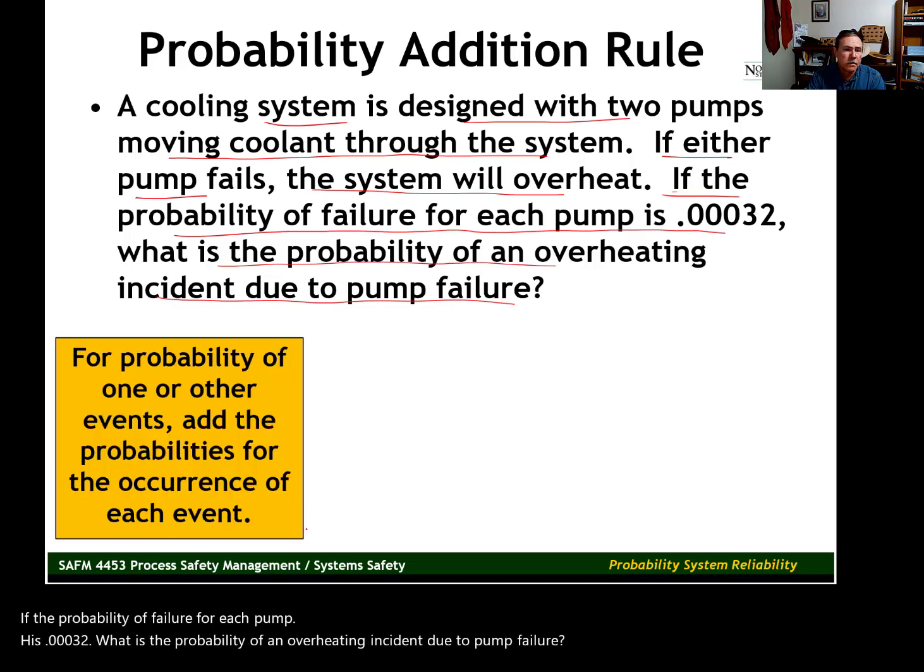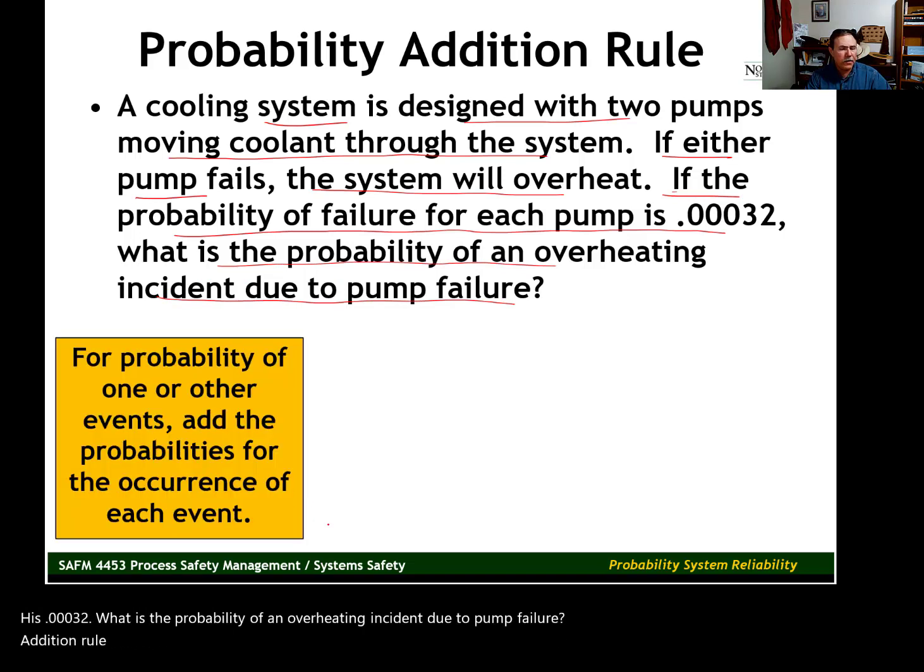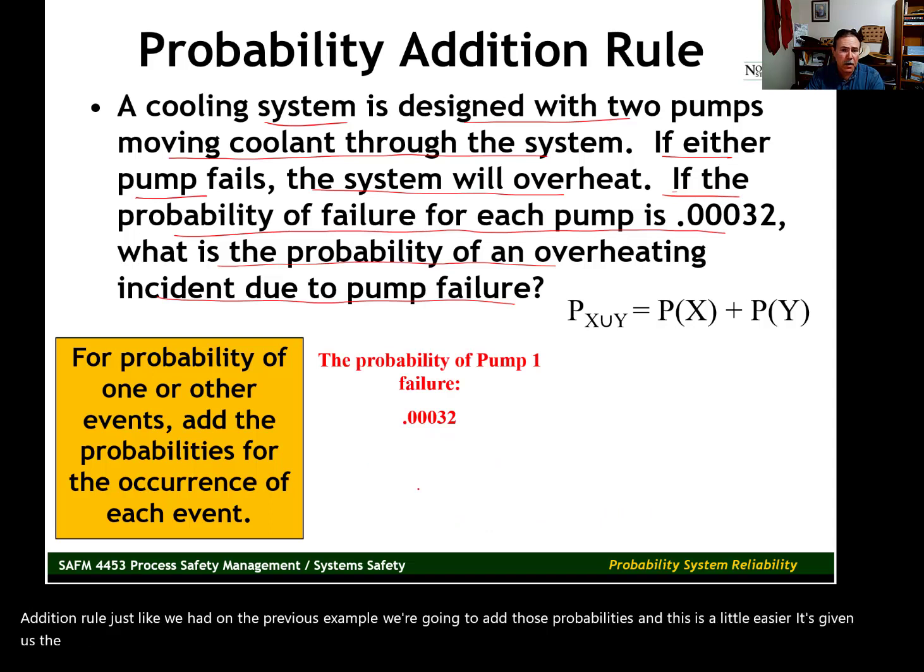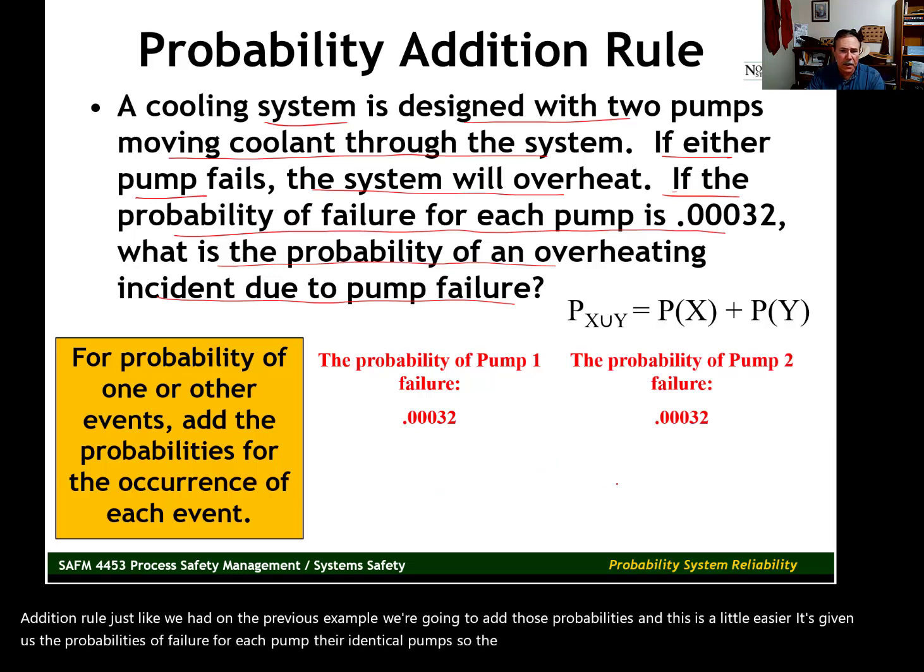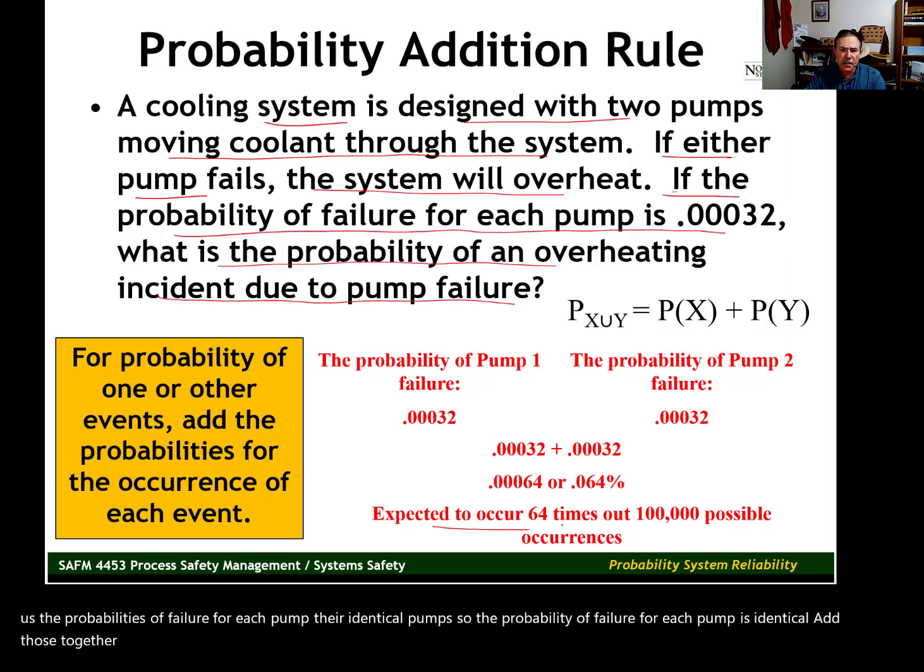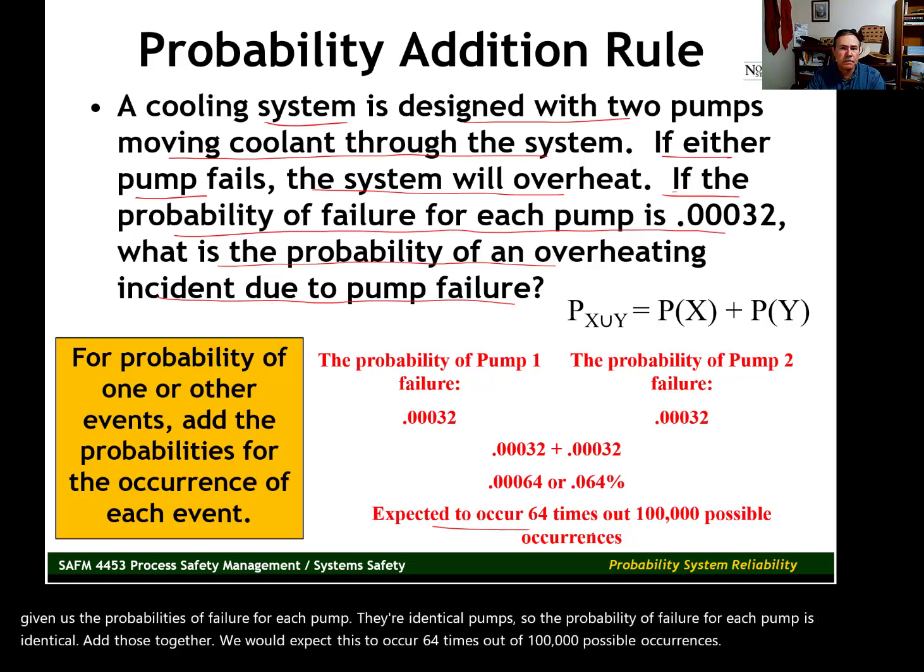Again, addition rule. Just like we had on the previous example. We're going to add those probabilities. And this is a little easier. It's given us the probabilities of failure for each pump. They're identical pumps, so the probability of failure for each pump is identical. Add those together. We would expect this to occur 64 times out of 100,000 possible occurrences, given these failure rates.